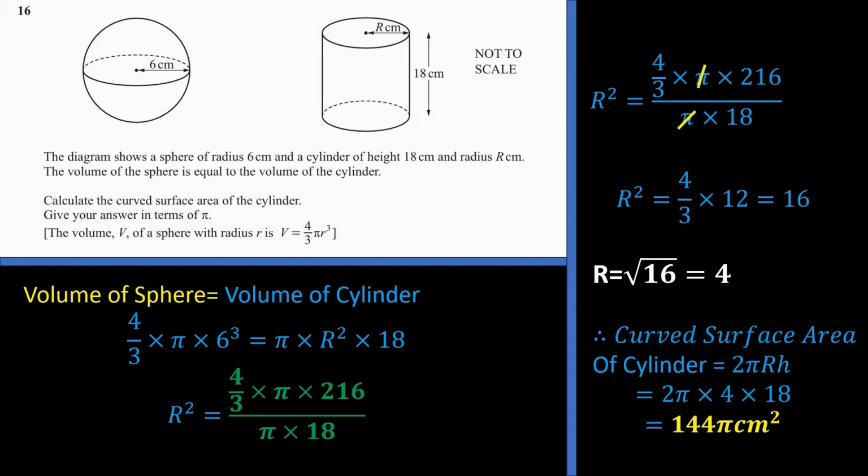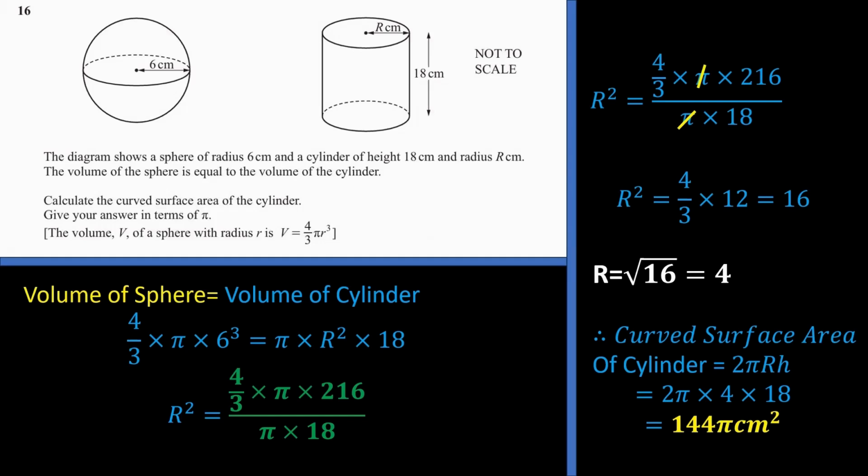So check your textbook as part of your preparation, and ensure that these are part of the tools you should have in your head before you walk into the exam room. The curved surface area of a cylinder is 2 pi RH. So we write 2 pi times our radius, which is already worked out as 4, and the height is 18. When we multiply 2 pi by 4, it gives us 8 pi times 18.